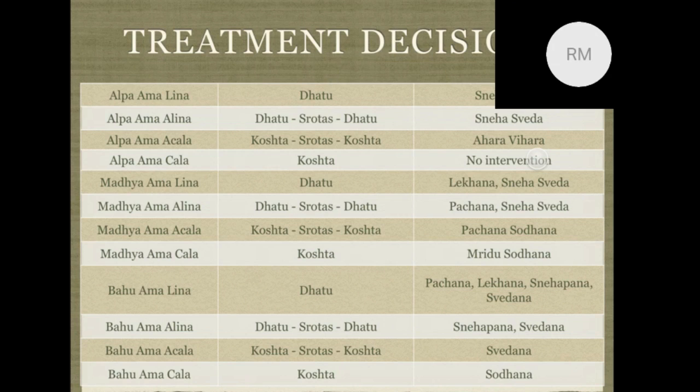There are a handful of terms which we need to understand and not translate. So some of these are the terms that are mentioned here, but I can just write down all the translations for your convenience. Alpa means little quantity. And Lina means hidden. Madhya means moderate quantity.